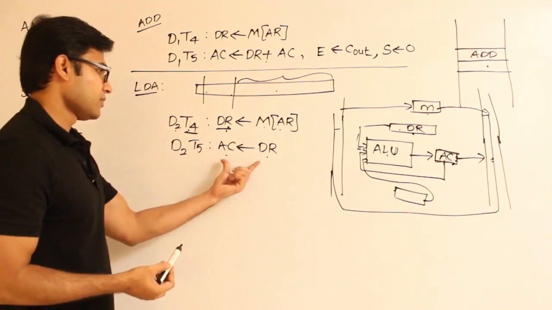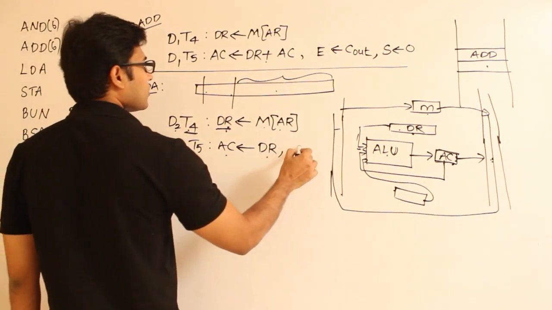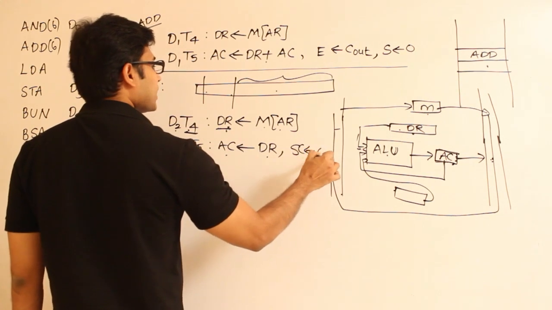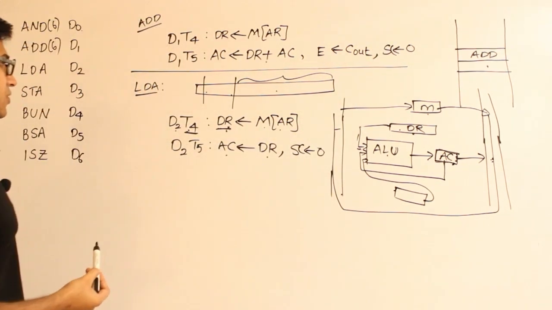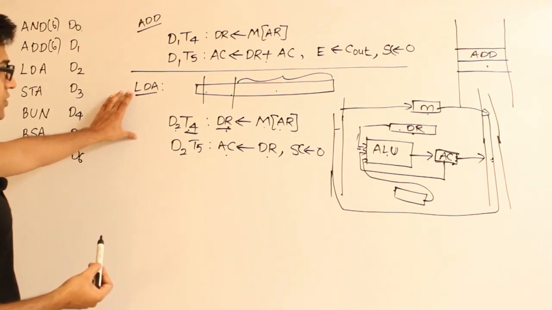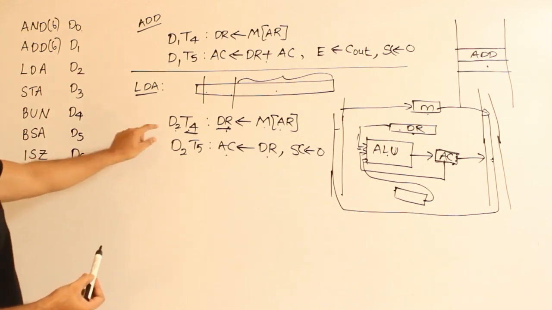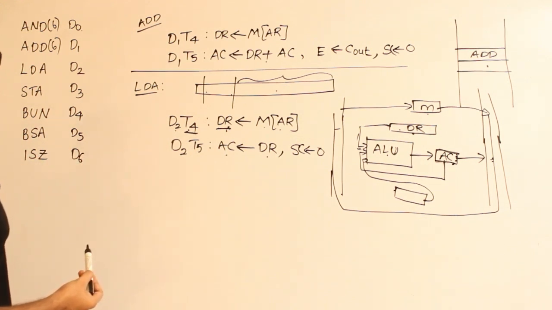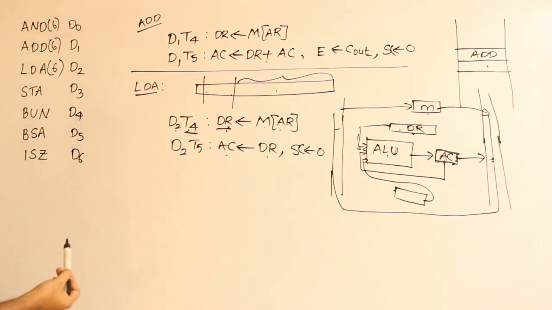Now by this time our execution is over. So I told you that whenever the instruction execution is over, we have to make SC 0. SC means sequence counter. The sequence counter has to be 0 because LDA is over. Therefore we have to start the next instruction. Got it? So how many clock signals did it take? It has taken 6 clock signals, T0 to T5, right?